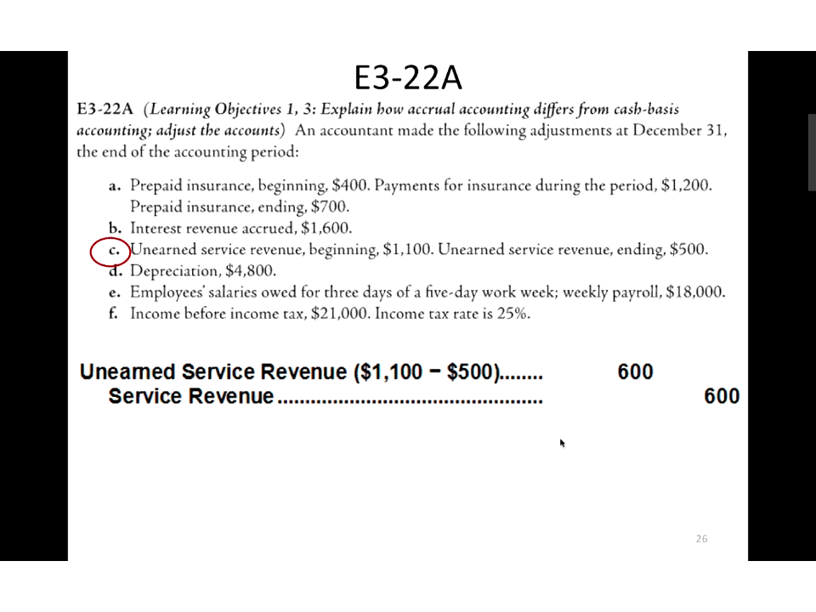So I'm going to debit unearned service revenue. I want to reduce that liability. I performed those services. I don't owe them to anyone now. And I want to credit service revenue because I'm recognizing that I've earned $600 of that previously unearned service revenue. And again, the 1,100 minus the 500 is not part of the journal entry. I just put it in there so we'd have a record of where we got the $600.